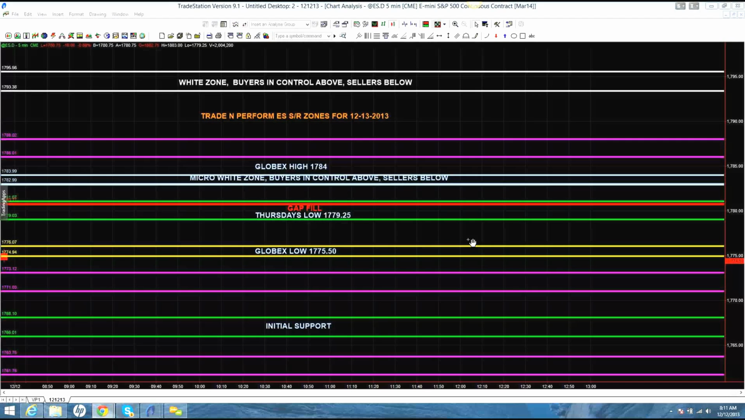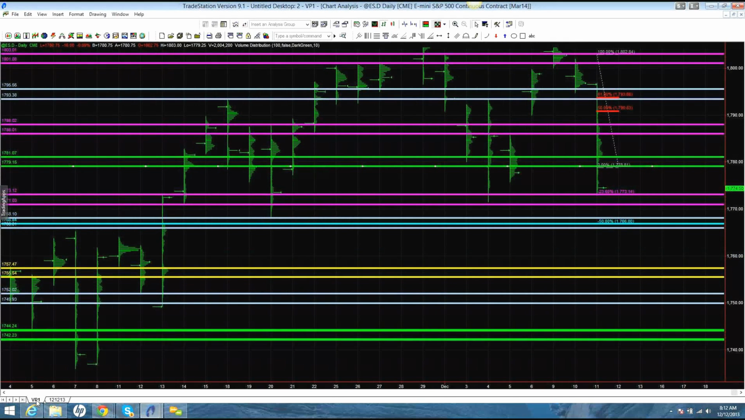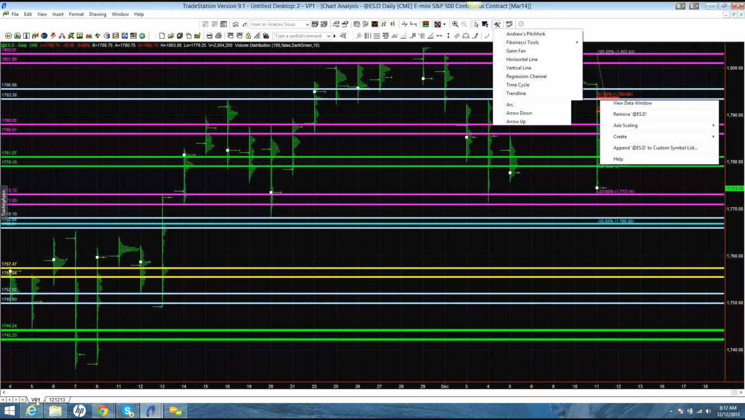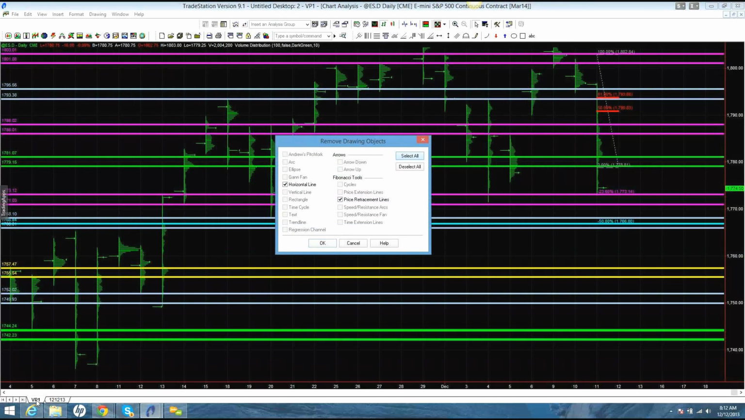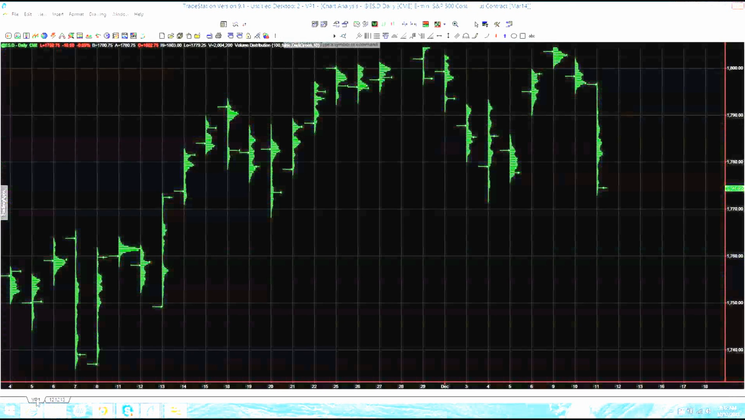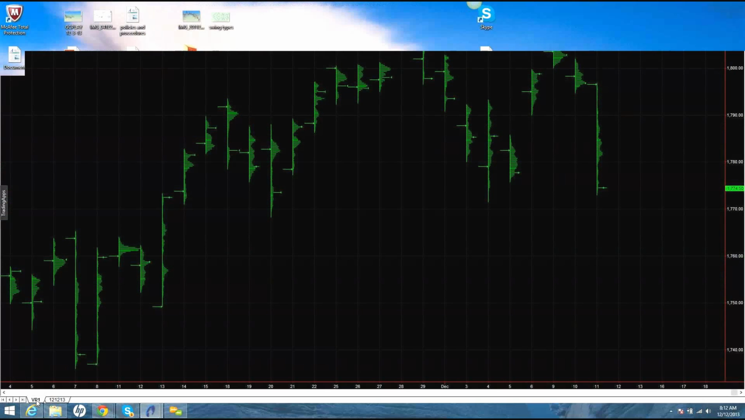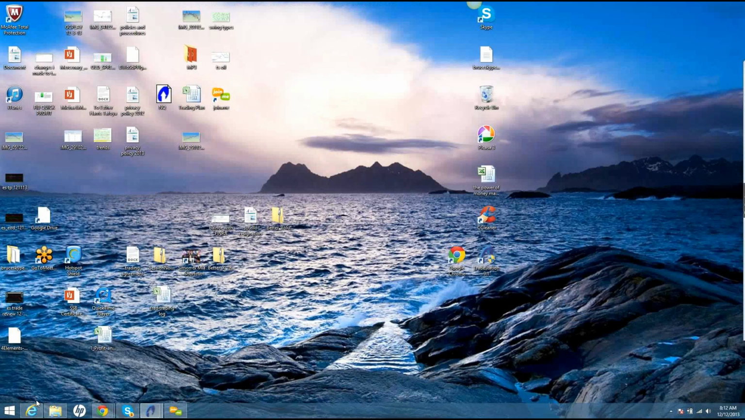However, if we look at the bigger picture, let's take a look at the volume profiles real quick. I want to switch over because TradeStation has managed to screw up their continuous contract. If you're looking at the continuous contract on TradeStation, they have messed it up tremendously. So I'm working off the actual December contract itself.